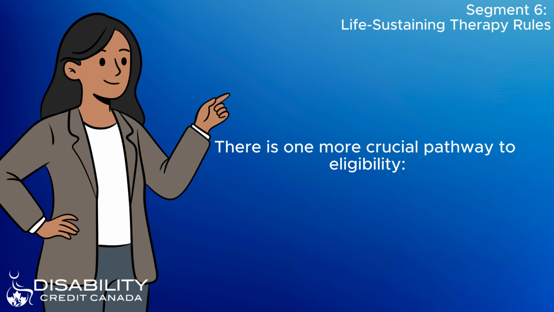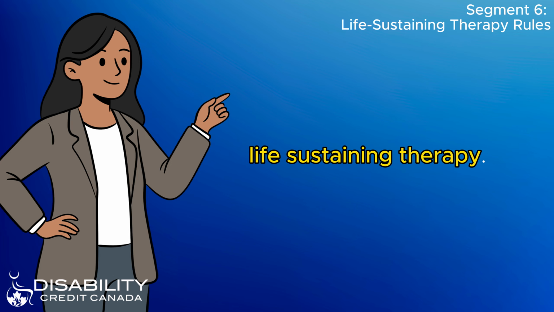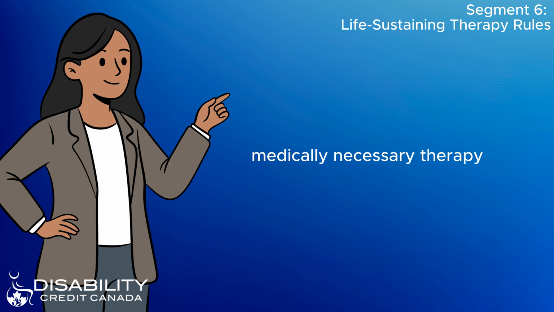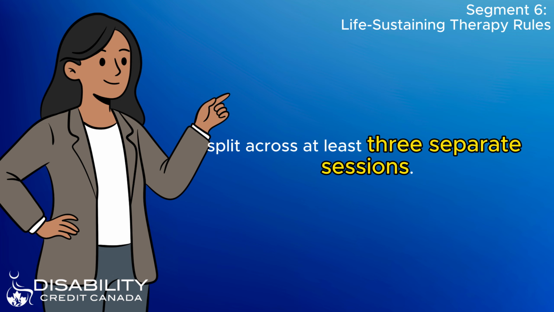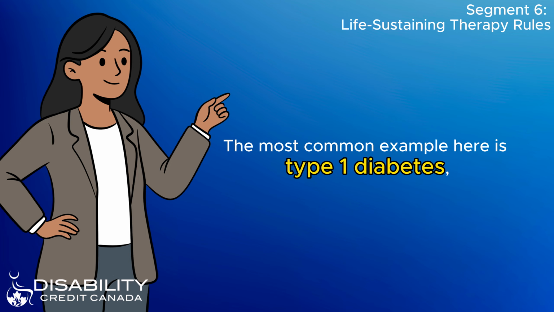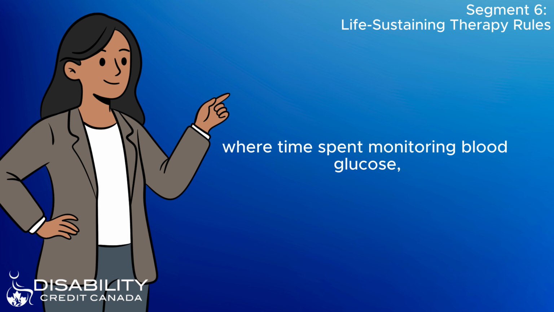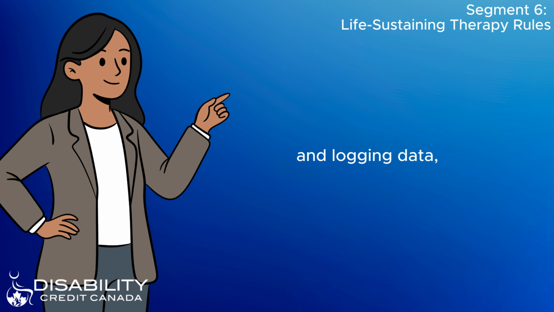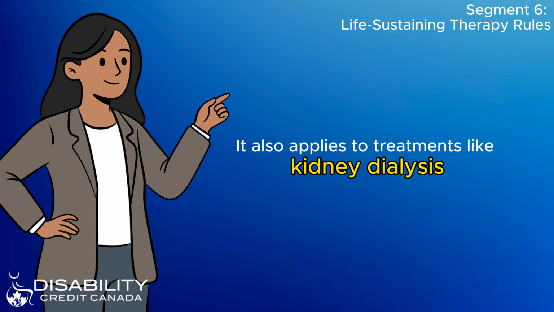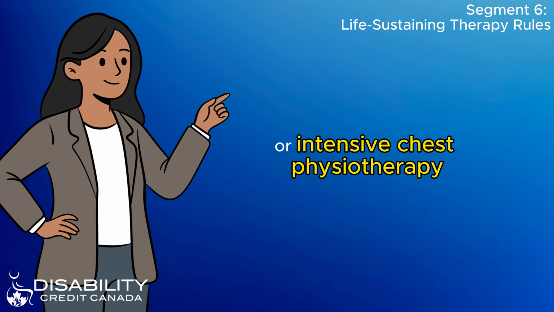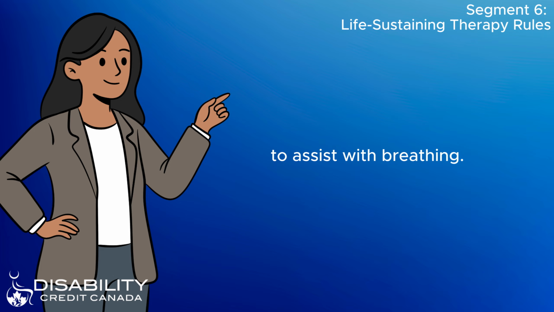There is one more crucial pathway to eligibility: life-sustaining therapy. If you require ongoing, medically necessary therapy to support a vital function, you can qualify if that therapy takes up at least 14 hours per week, split across at least 3 separate sessions. The most common example here is type 1 diabetes, where time spent monitoring blood glucose, adjusting insulin dosages, and logging data counts directly toward that 14-hour limit. It also applies to treatments like kidney dialysis or intensive chest physiotherapy to assist with breathing.